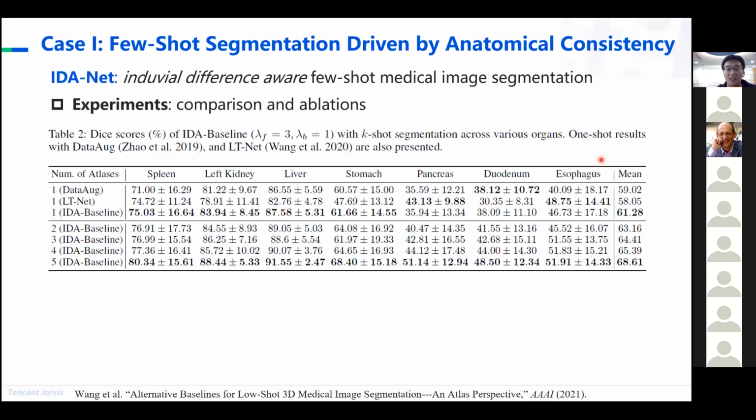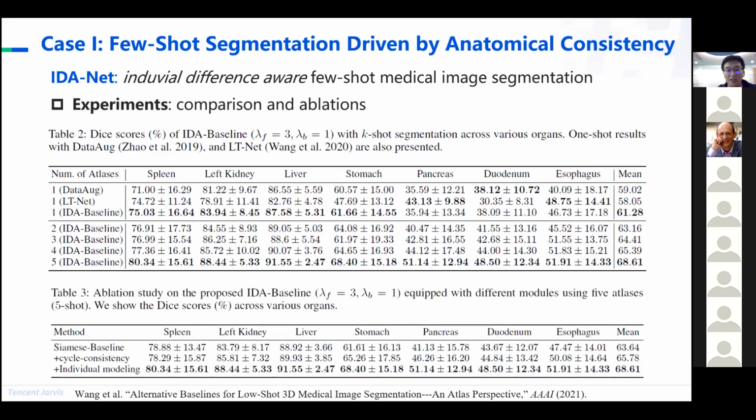Quantitatively, IDA-Net is better than the classic registration, as well as our previous work here. As we can see, we reached 61% dice coefficient in one shot. Then we extend IDA-Net for few-shot segmentation with 2 to 5 atlases. As we can see, the results get better with more atlases, as expected. In addition, we conduct ablation experiments to validate the efficacy of the proposed awareness of individual difference in the five-shot setting. The results show that the individual modeling brings a 3-point improvement on top of the cycle consistency.